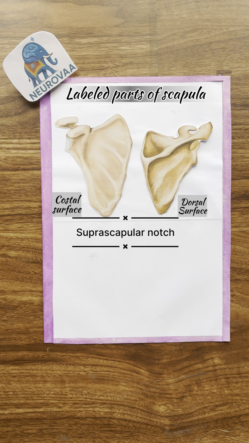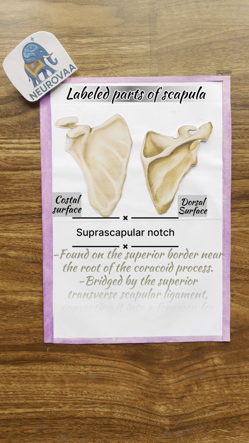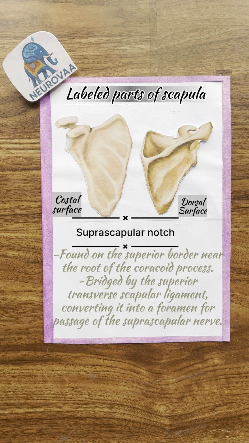Suprascapular notch, found on the superior border near the root of the coracoid process, is bridged by the superior transverse scapular ligament, converting it into a foramen for the passage of the suprascapular nerve.